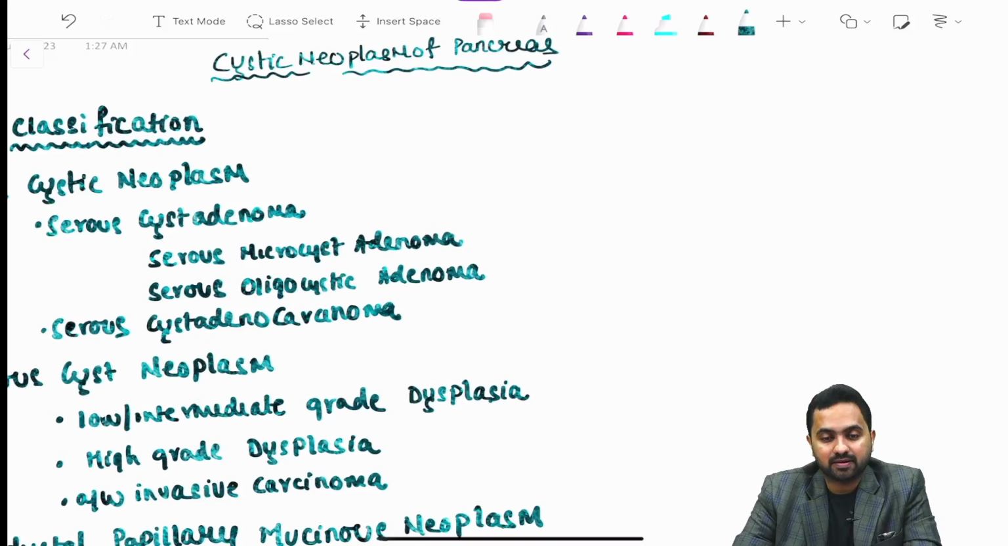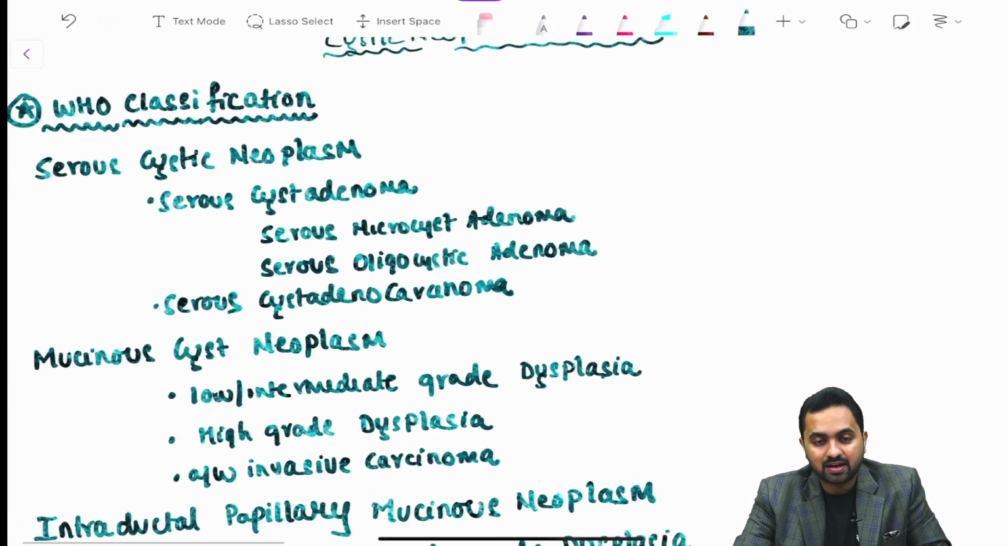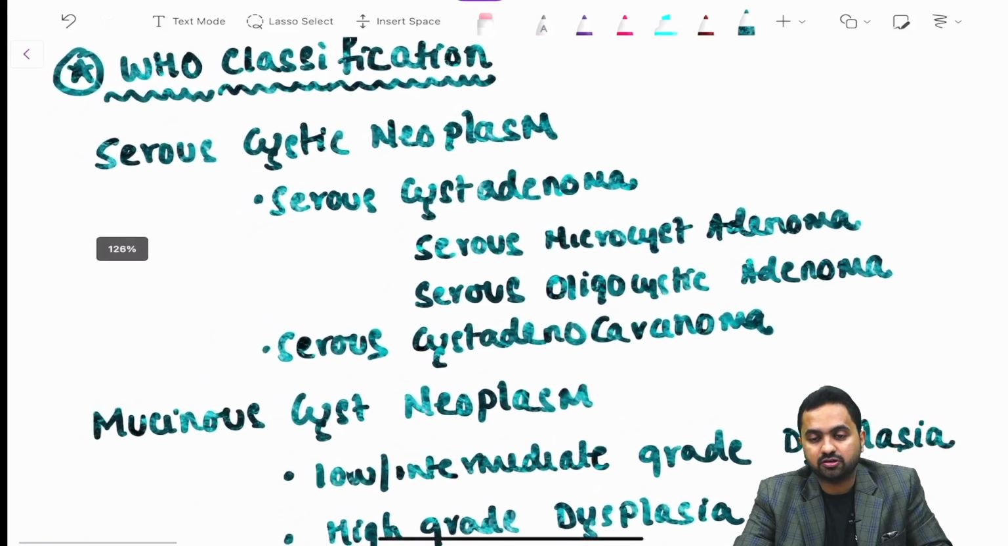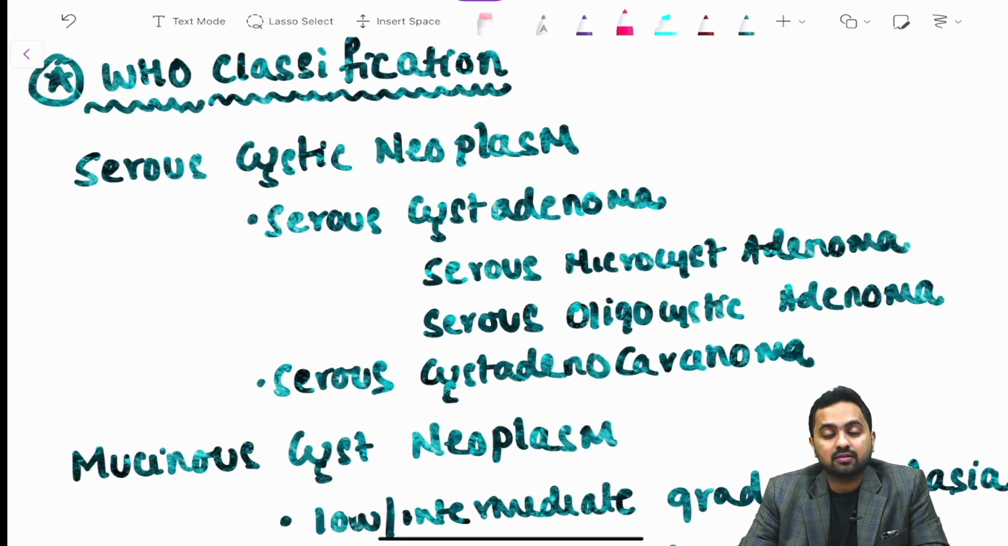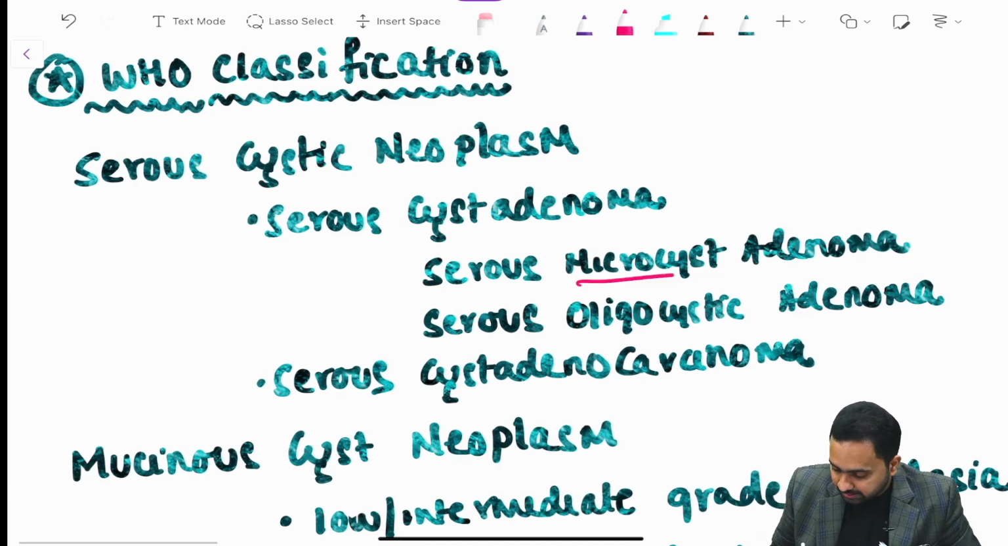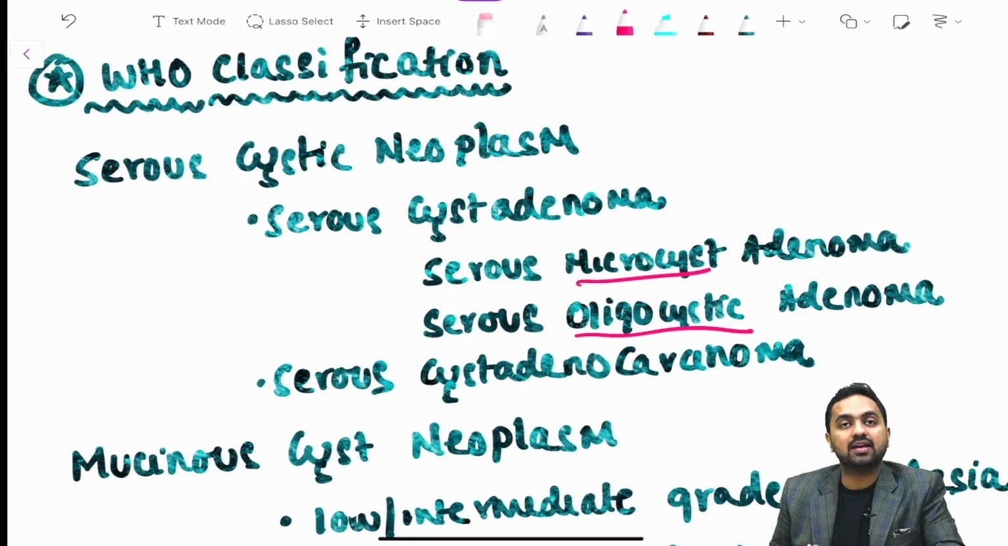Cystic neoplasm of pancreas. So first let's take a look at the WHO classification of your cystic neoplasm. It consists of your serous cystic neoplasm, which is further subclassified into serous cystadenoma, which could be a microcystic adenoma or your oligocystic macroadenoma. Then we have your serous cystadenocarcinoma.